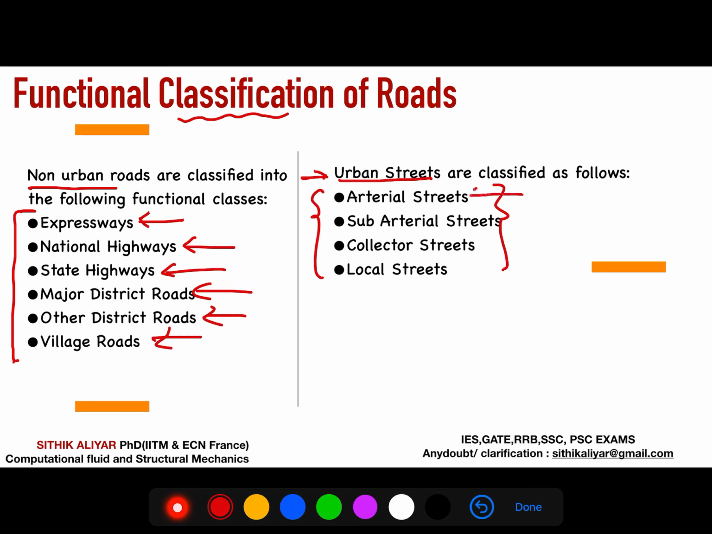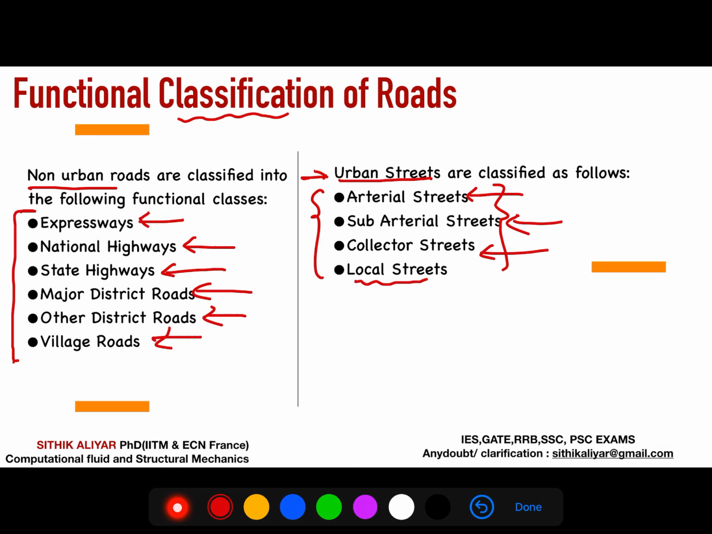Arterial streets, they are considering something like a heart as arterials, right? Something like that. Arterial streets, subarterial streets, and then collector streets. Collector streets, don't think it is a district collector, it is just collecting the traffic and distributing. Okay, it's that kind of collector, not a district collector. Okay, and then the local streets.